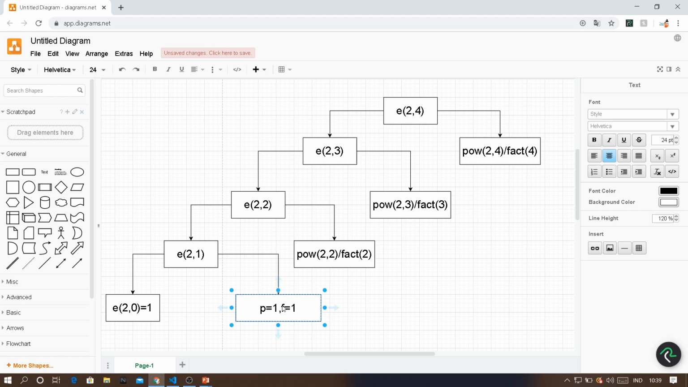Okay, fine. So now here, you need to find power of 2 comma 1 and factorial of 1. What you should be doing is multiplying the present value of p with x. What is the present value of x? x is 2. What is the present value of n? The present value of n is 1.